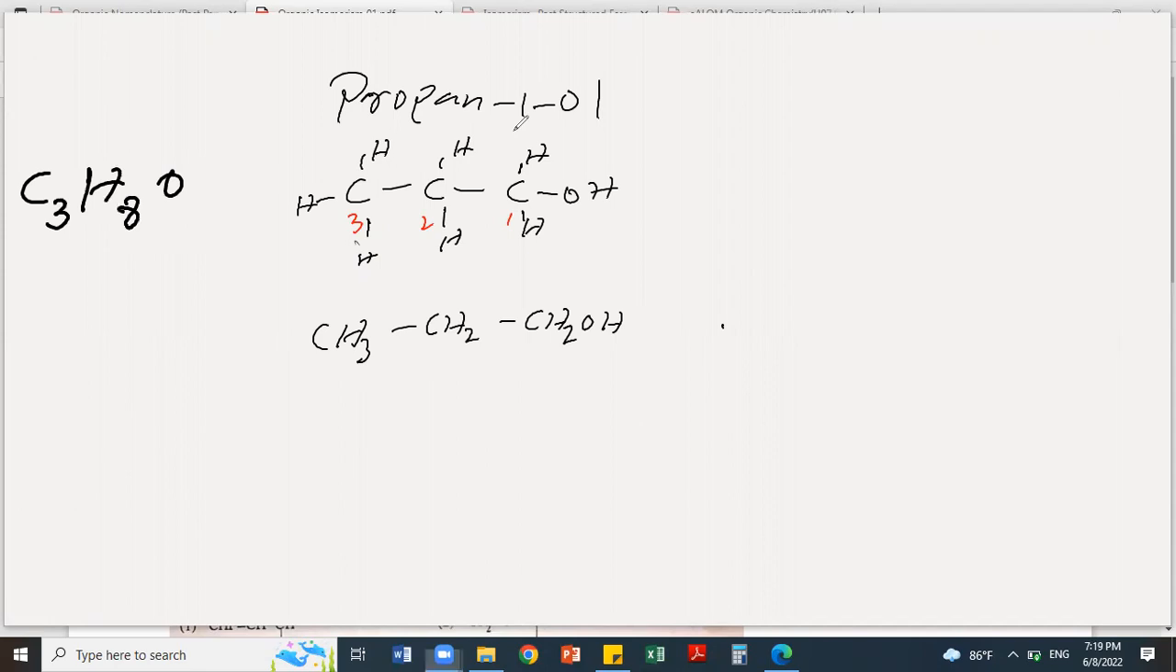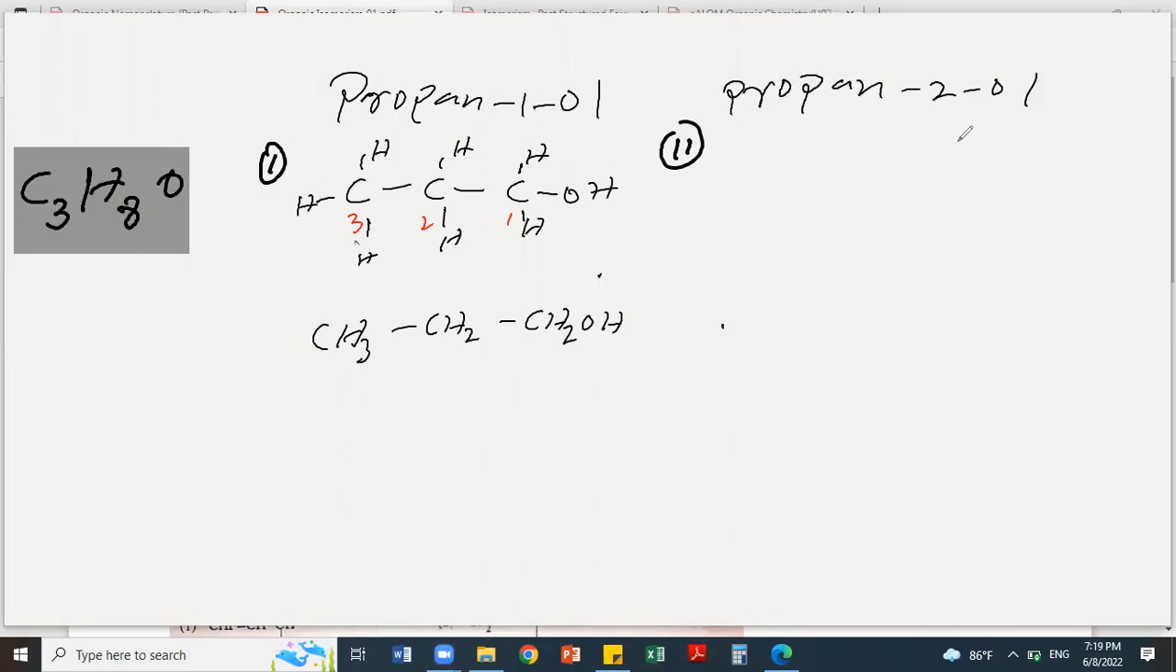For the same chemical formula, I can draw one more structure. So this is the first isomer. And the second isomer is this. I can write propan-2-ol. Position of the OH group I can change. Then it will be a different compound. Propan-2-ol. Properties will be different. Propan-2-ol. How to draw this structure?